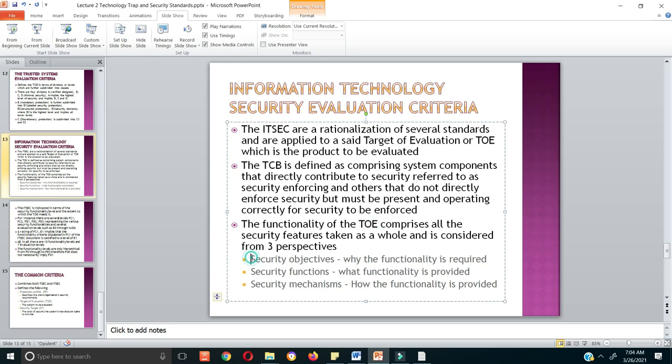First of all, you have security objectives. These will describe why a particular functionality is required. Then you have security functions, which describe the actual function that is provided. And then you have the security mechanism, which will describe how the functionality is implemented.